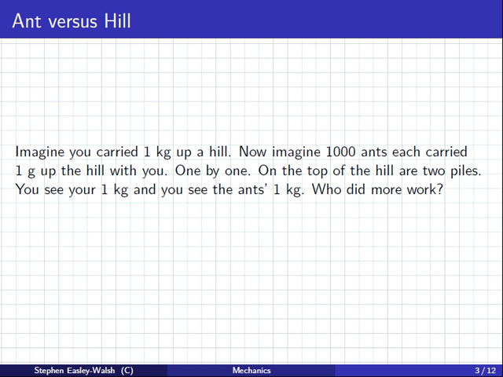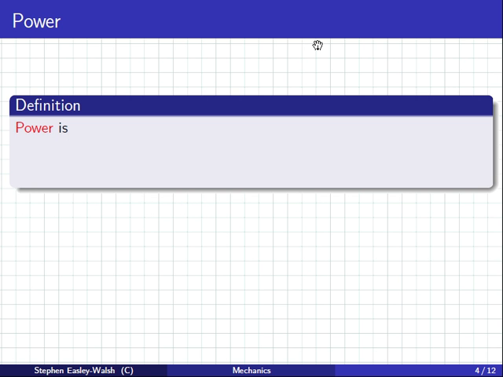But there is a little bit of a difference here. The ants would have done it more slowly. So not only does it matter the work that you're doing, but also how quickly you can do it. And this is the point of this lesson. This gives us the idea of what power is. So power isn't just work, it's how quickly you can do your work. So power is the work done per unit time. And as a formula, what would that be?